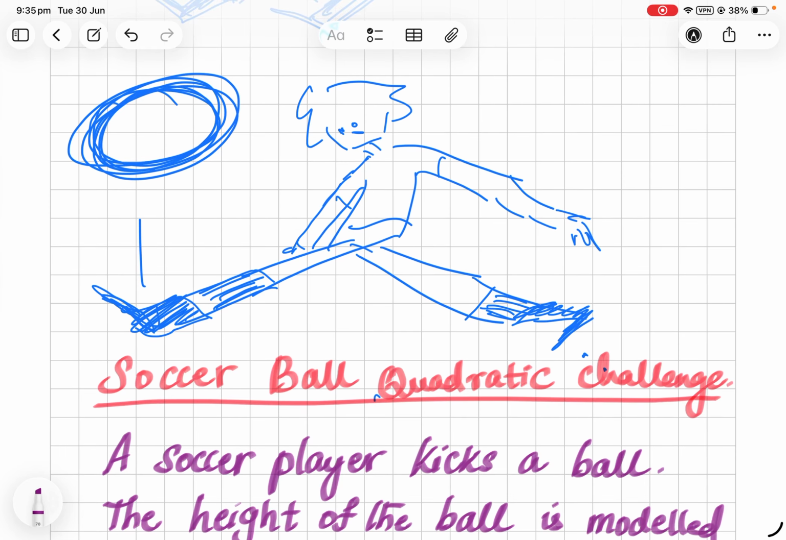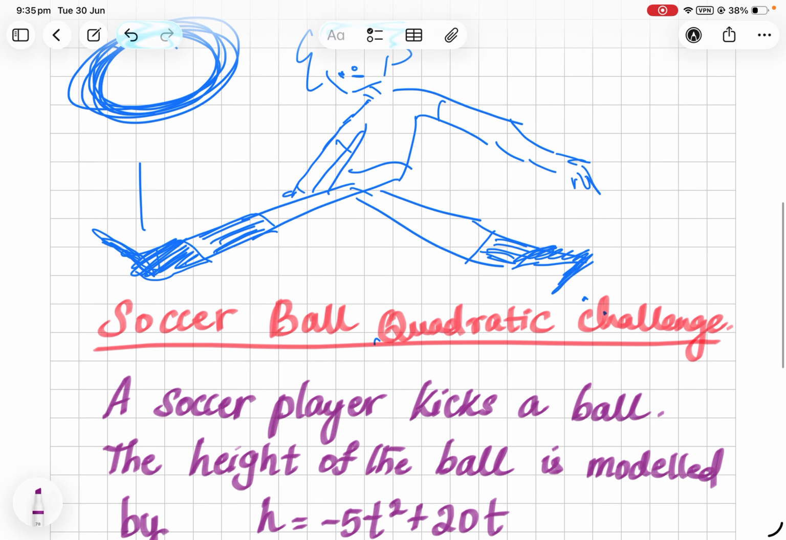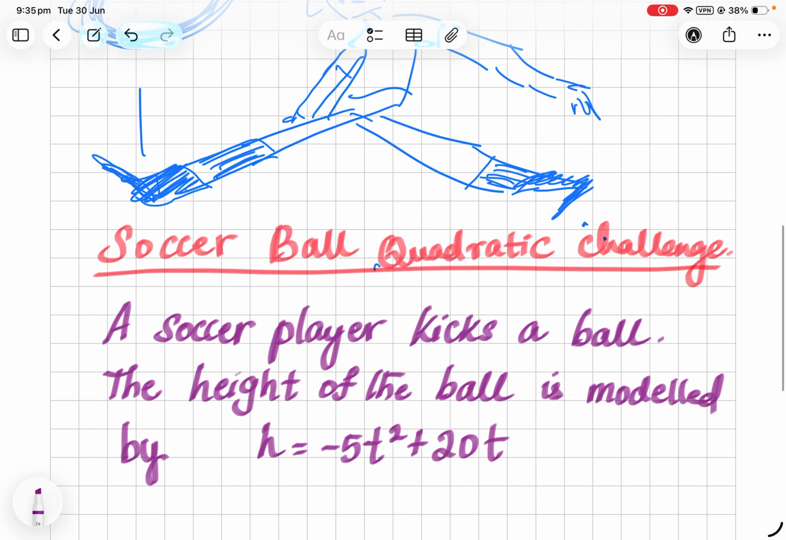Hello everyone, in this video I'm going to talk about solving quadratic equations with real life scenarios. I'm using the trajectory motion of kicking a soccer ball. So here we go. This is a scenario. A soccer player kicks a ball. The height of the ball is modeled by an equation h is equal to negative 5t squared plus 20t.